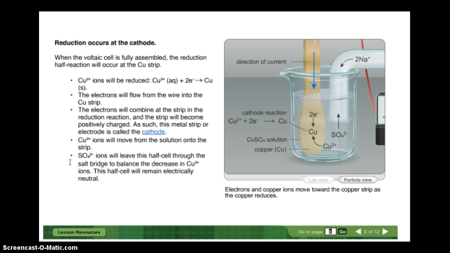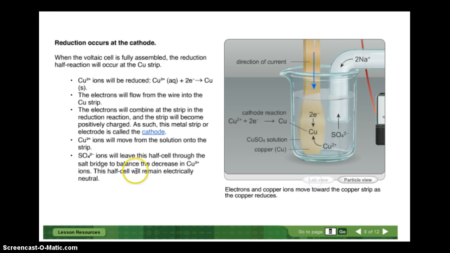Sulfate ions will leave this half cell through the salt bridge. Remember these two were connected, they split apart, and this sulfate now is going to go through the salt bridge to balance the decrease in copper plus 2 ions. This half cell will remain electrically neutral.